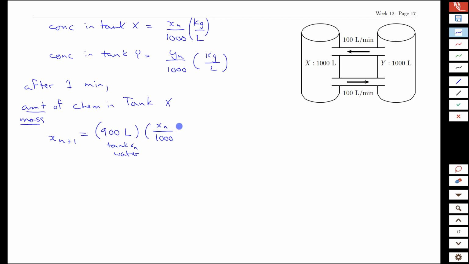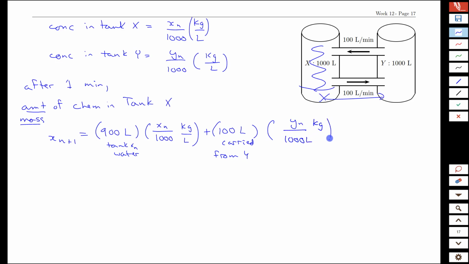and it has a concentration, we just said, of xn over 1,000. And I will actually include all the units here so we can see how those cancel out in good chemistry terms. If we want to know how much chemical is in tank X after 1 minute of mixing, well, we're going to take the concentration we currently had in this tank and recognize that we're only keeping 900 liters of that, and we're taking 100 and moving it away. So we're going to have 900 liters that holds in each liter this concentration. But that's not all. We're also going to gain 100 liters carried from tank Y, and it's going to come with its own concentration.